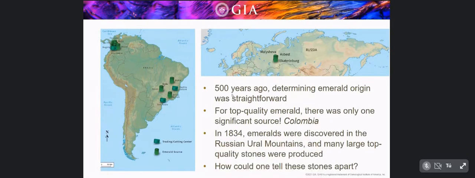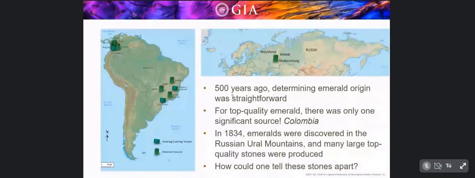But if you go back in time about 150 years ago, somebody gives you a very high quality emerald. Now, all of a sudden, there could have been two deposits where that stone could have come from. It could have come from Colombia, or it potentially might have come from Russia. Actually, there's this kind of neat story about the Russian emerald deposit.